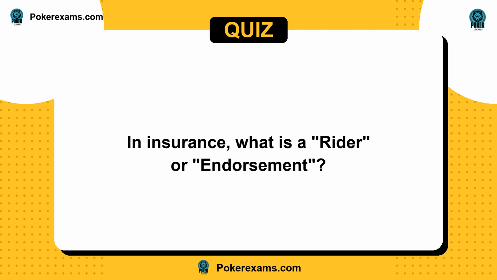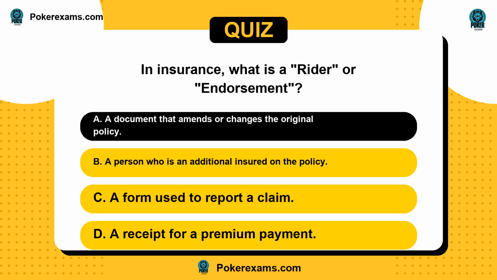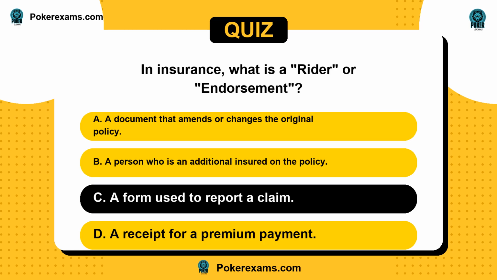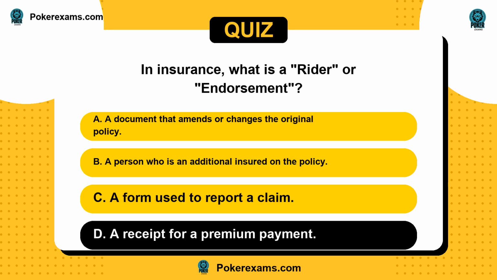Next question. In insurance, what is a rider or endorsement? Is it A, a document that amends or changes the original policy? Or B, a person who is an additional insured on the policy? C, a form used to report a claim? Or D, a receipt for a premium payment?